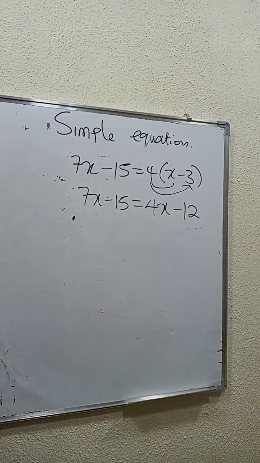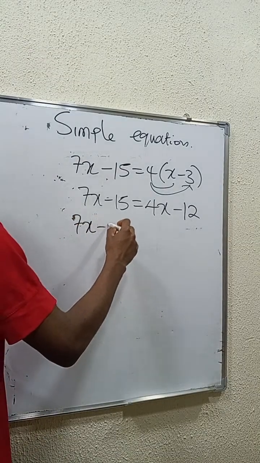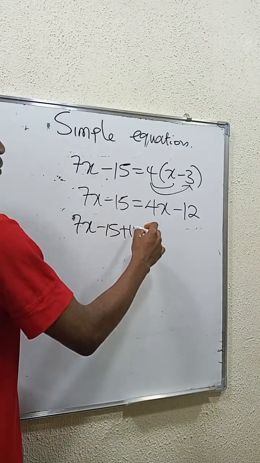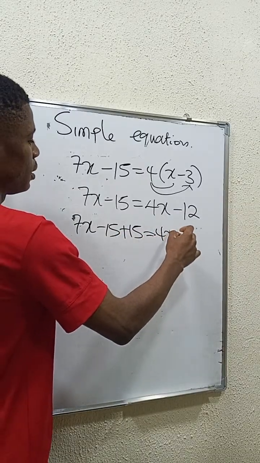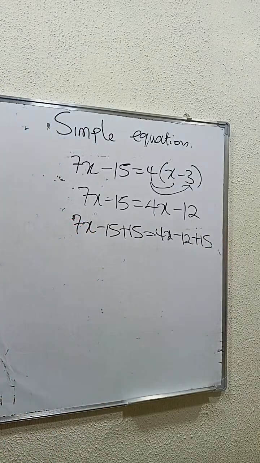So the next thing we do is to collect like terms. So we have it as 7x minus 15, you add 15, is equals to 4x minus 12. You add 15. Okay? Do you understand what I'm doing?